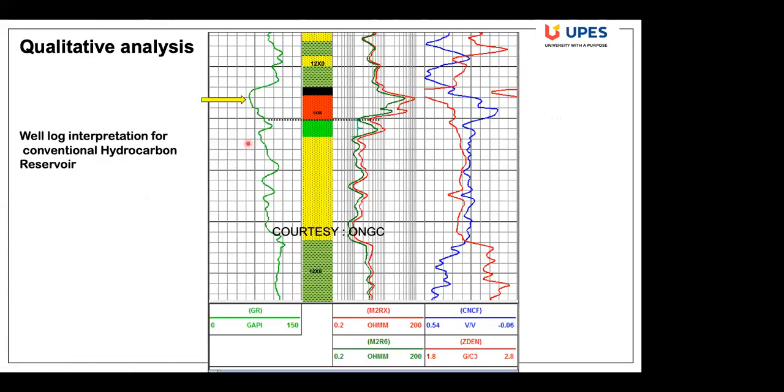Then qualitative analysis, again for the same. You can see this is sand; you can differentiate it using the gamma, and this is a high resistivity zone. Here you can see a very low density and high porosity zone. Here density is extremely low, and it is coal.